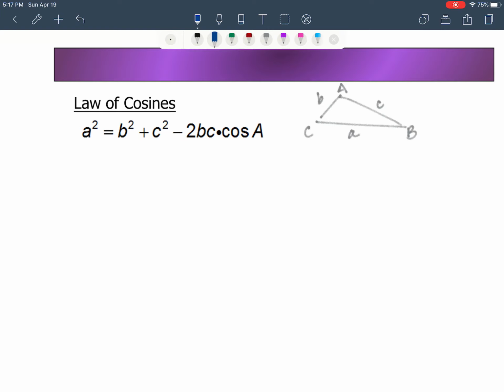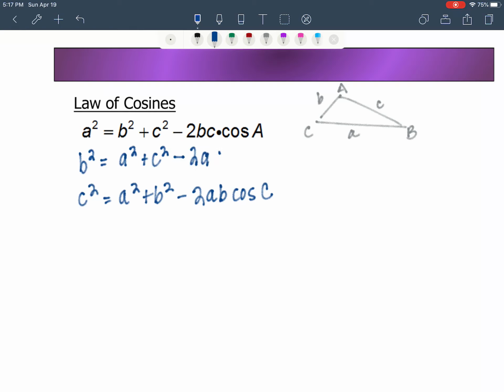Now, you say, what happens if you've got a situation where you've got a and b? Then you're going to have c squared equals a squared plus b squared minus 2ab times the cosine of angle C. And then you say, well, what happens if you have a and c, and you're trying to find side b? Then b squared equals a squared plus c squared minus 2 times a times c times the cosine of angle B.